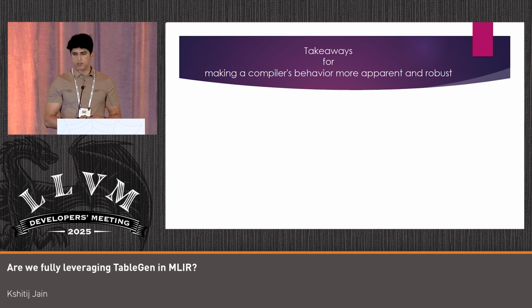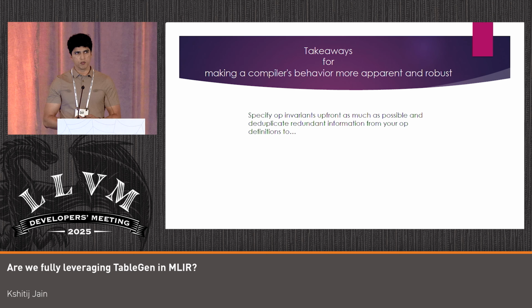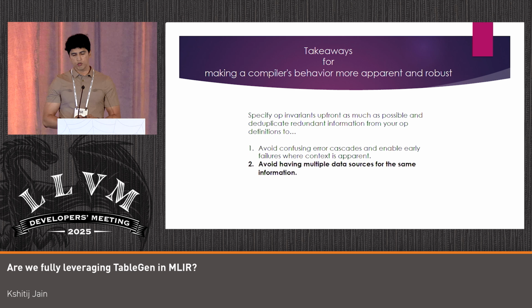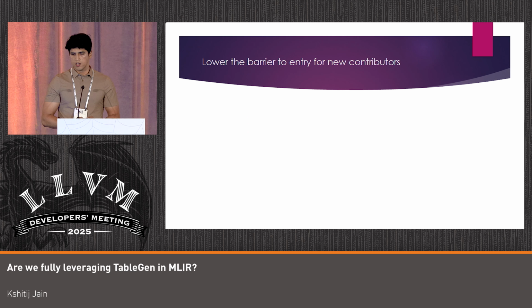All right, concrete takeaways to ensure we get this benefit. Specify op invariance up front as much as possible and deduplicate information from your op as much as possible to, 1, avoid getting confusing error cascades and enable early failures where context is apparent, and 2, avoid having multiple data sources for the same information. With that, let's move on to our third and final benefit.